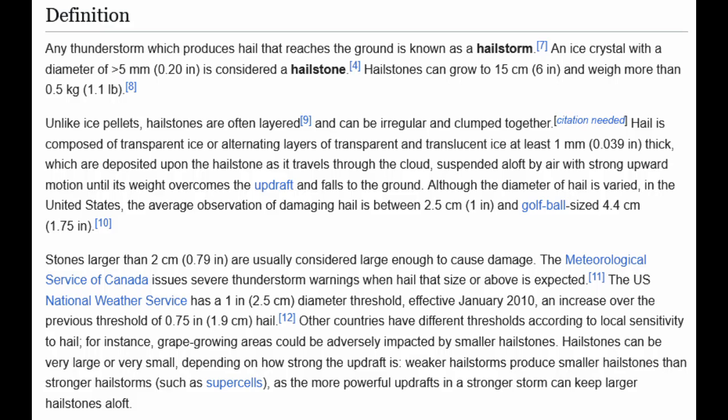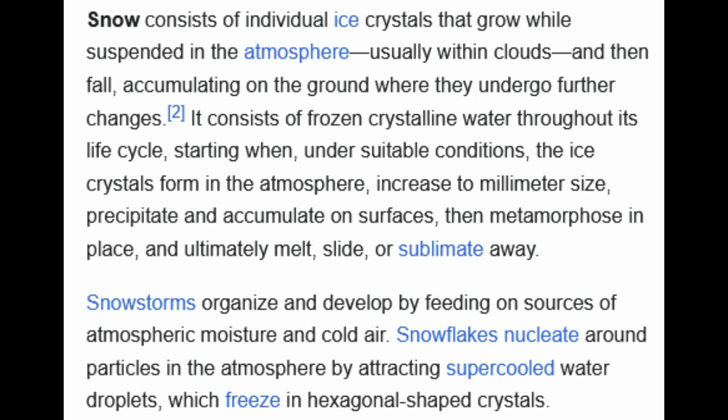For hail, the updrafts of thunderstorms carry water droplets high into the clouds, where they freeze and gather more layers of ice until they are heavy enough to fall. Snow, on the other hand, is formed when freezing atmospheric temperatures cause water vapor and clouds to freeze directly into small ice crystals, which then fall to the ground.